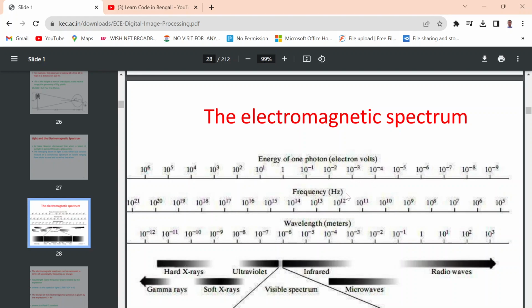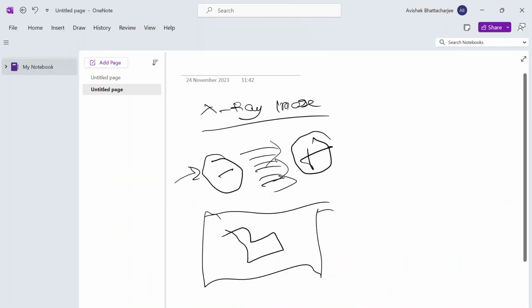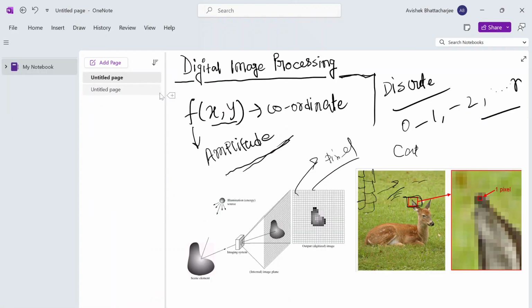So I have told you the basic introduction of digital image processing, and in the next video we will see what types of sensors are there to perform digital image processing.